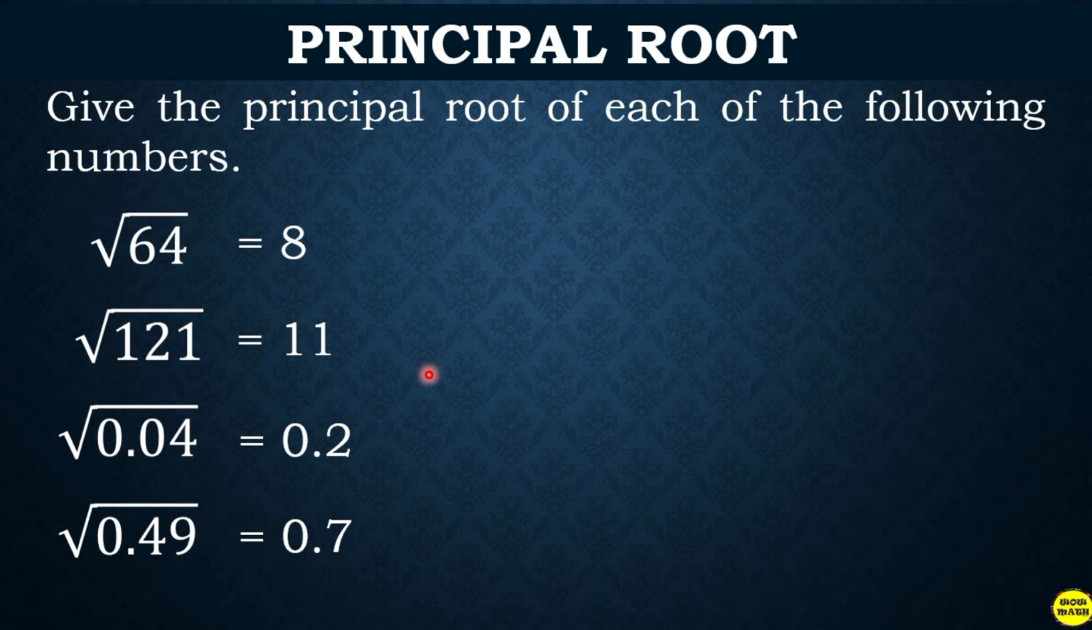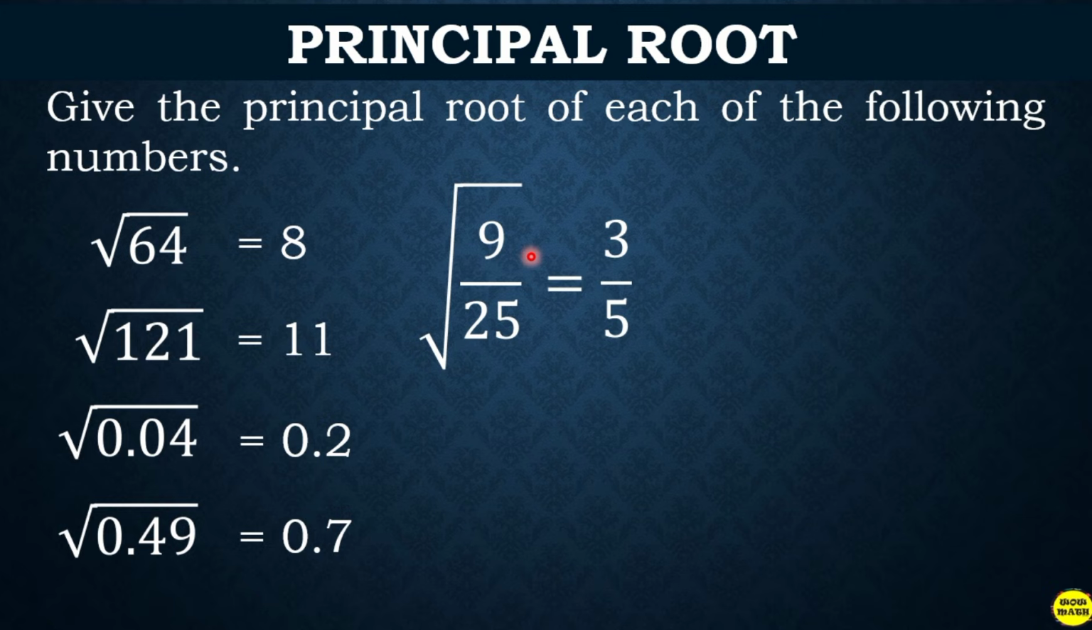Okay, now what if you were given a fraction? Okay, so kung titingnan nyo yung given, fraction siya, yes, but if you will look at the numerator and denominator, they are both perfect squares. So 9 is a perfect square, and that is 3 because 3 times 3 is 9. 25 is also a perfect square, and that is 5 because 5 times 5 is 25. So kung ito ay 3 at ito ay 5, therefore, the square root of 9 over 25 is 3 over 5.